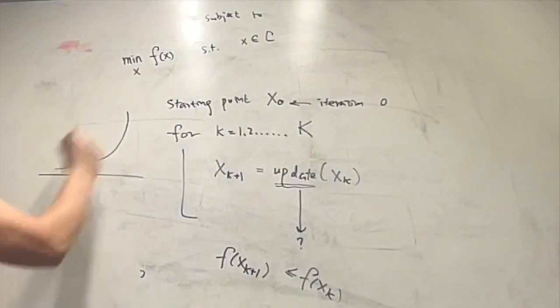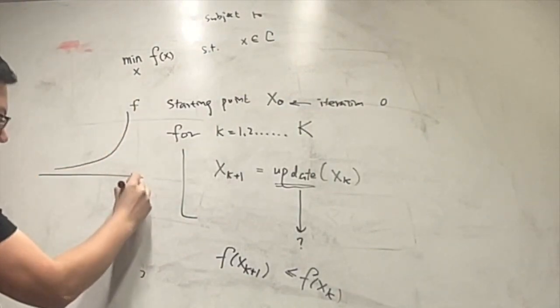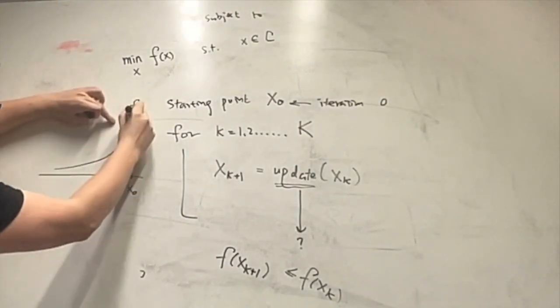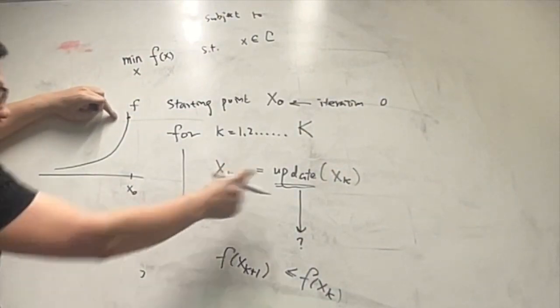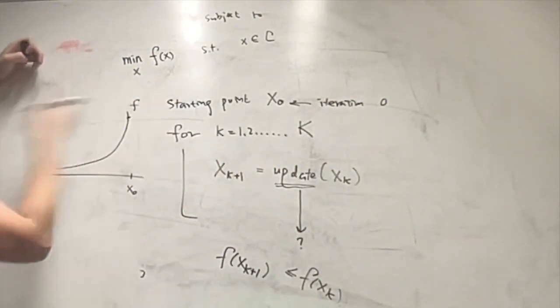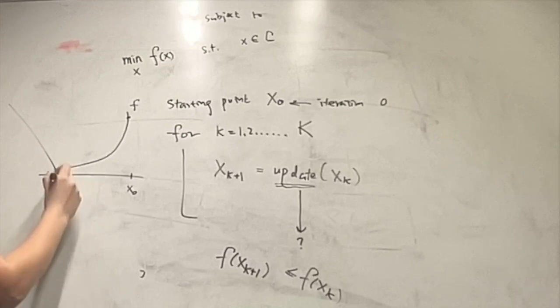Suppose my function, my f looks like this, okay? And let's say I start x0 here. So my function at x0 is here. And let's say I do an update, and let's say the update is moving towards this place. And let's say the function looks like this, okay? Then the solution is here, okay?